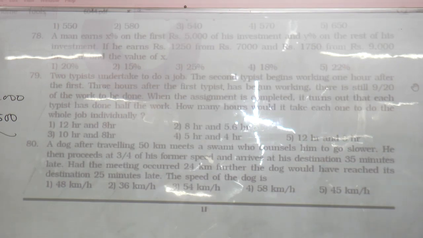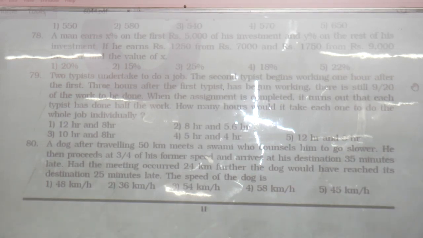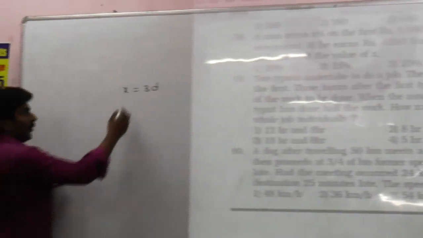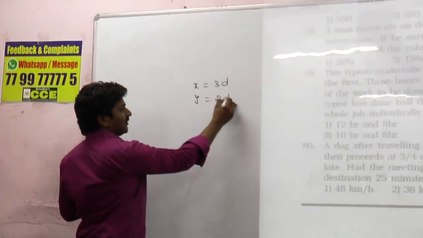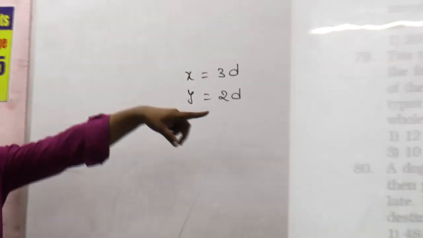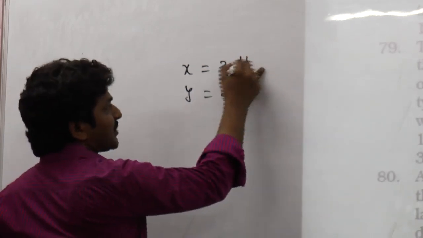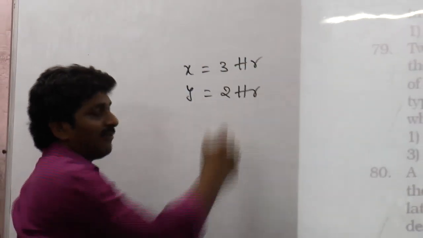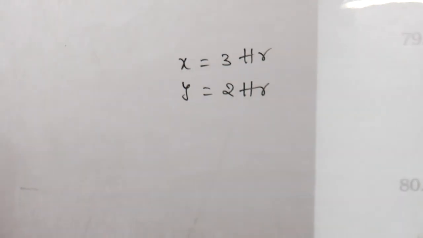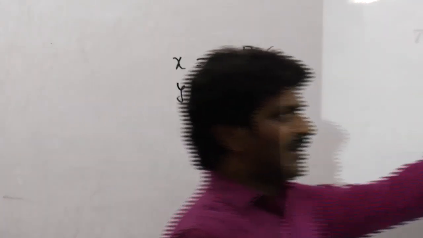Right, come on. We have two persons, X and Y. X worked for how many hours? 3 hours, the first one. Y worked for how many hours? The second one started 1 hour later. Okay. First one will work for 3 hours. Second one will work for 2 hours. That's the condition: the second typist began working 1 hour after the first.